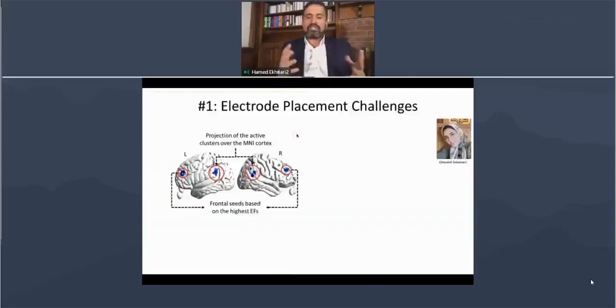But let me just give you some ideas about some of the challenges that we have, and then I'll open the floor for those who are interested to discuss some of the challenges that we have for this specific tES-fMRI closed loop stimulation. One issue is electrode placement.